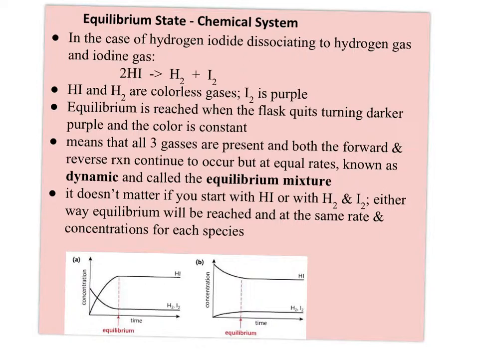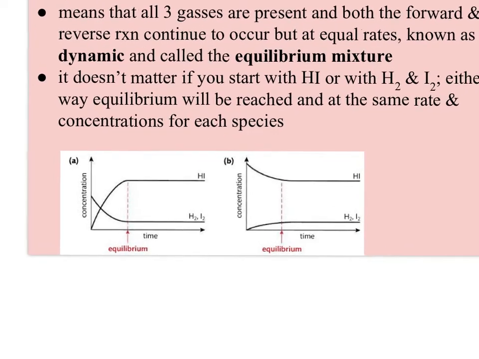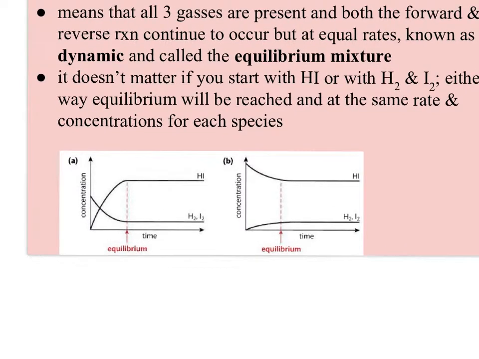Also, it doesn't matter if you start with HI or if you start with the elemental hydrogen and iodine. Either way, the equilibrium will be reached. It's going to be reached at the same rate and the same concentrations. And what I mean by that, if we look more closely at the graphs here, is in graph A, I'm starting with the two elements, and they're decreasing over time, as we see here.